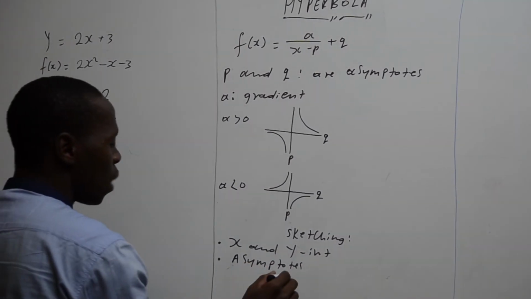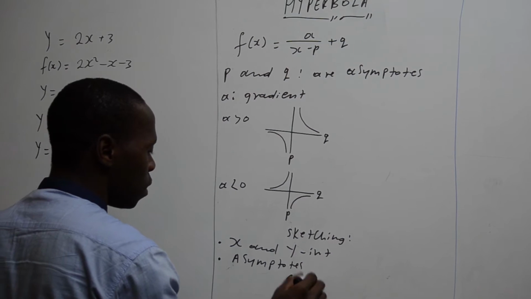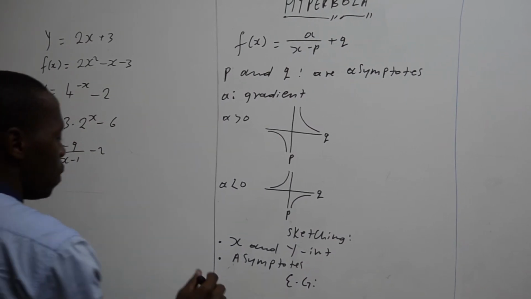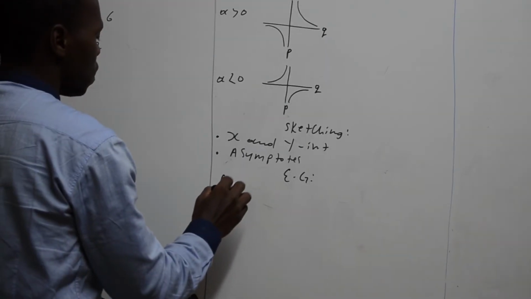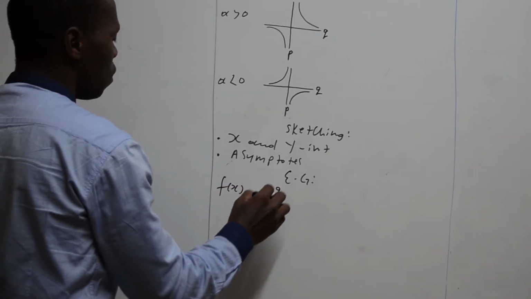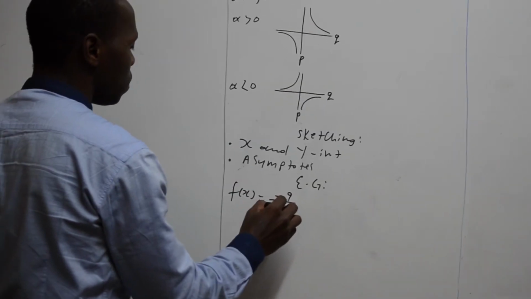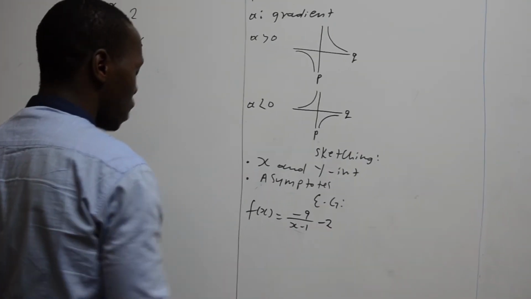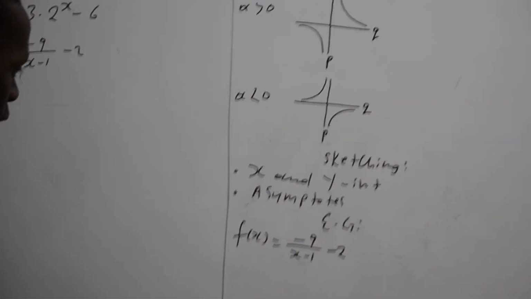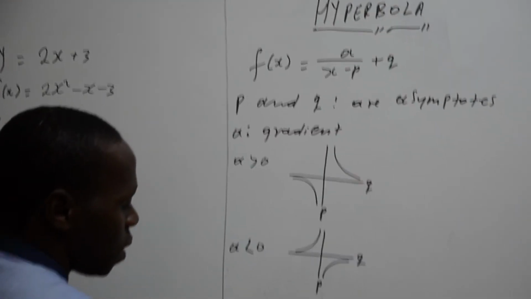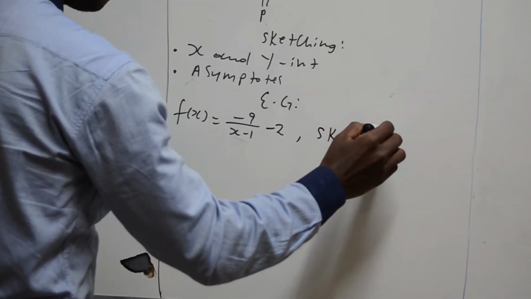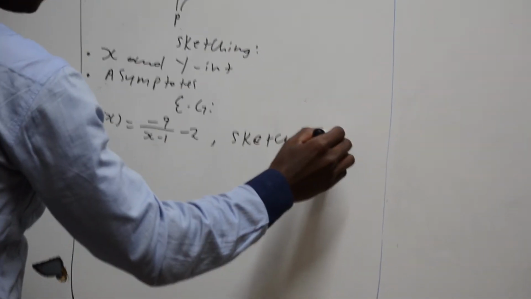Now let's take a quick example which will demonstrate all what we are saying. In this case, they will say to you f of x is equal to minus 9 over x minus 1 minus 2. They will give you such an equation, and then they say sketch the graph. Sketch the graph. So these are our marks.